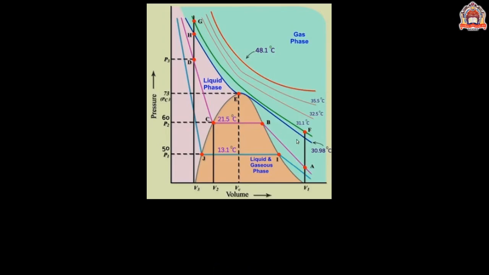Now at 30.98, what happens? Again the points are increasing here as volume is going to decrease, and the pressure is almost 73 atmospheres. Okay, and here a small flat portion is appearing at this point, and later on suddenly the state will be changed, so the liquid phase is there.